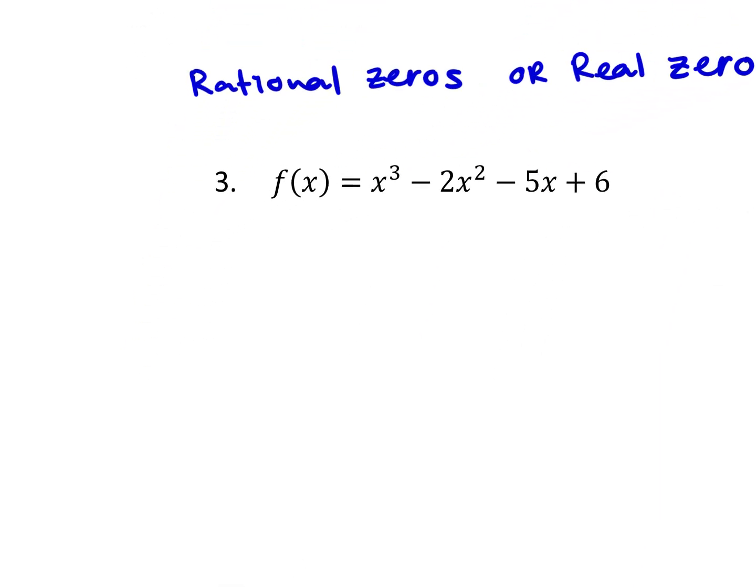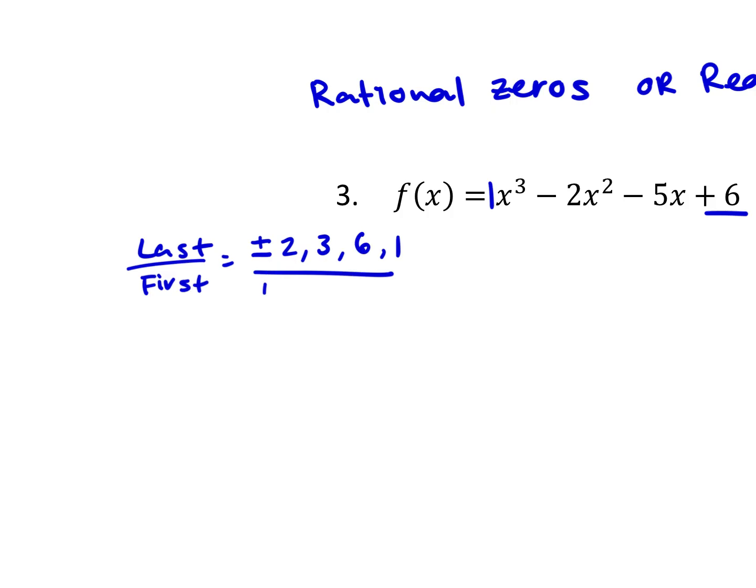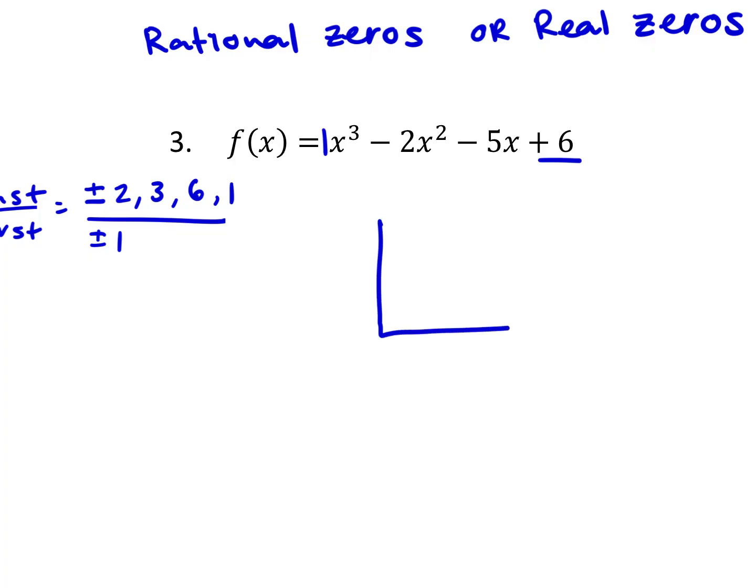So let's do number 3. We're looking for real zeros, so we want to do last over first. So what are factors of the last? What are factors of 6? 2 and 3, and 6 and 1. Perfect. Over factors of the first, which would just make it 1, so they're whole numbers. So positive and negative 2, 3, 6, and 1 are possible solutions. So I'm going to do synthetic division. What's going to go inside the box?